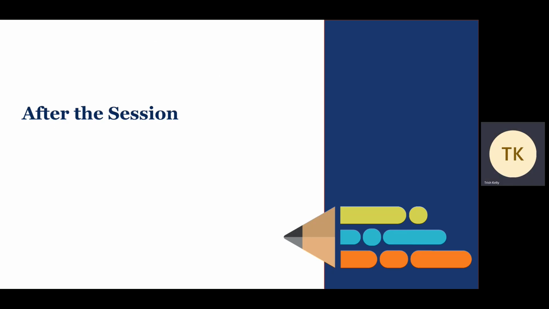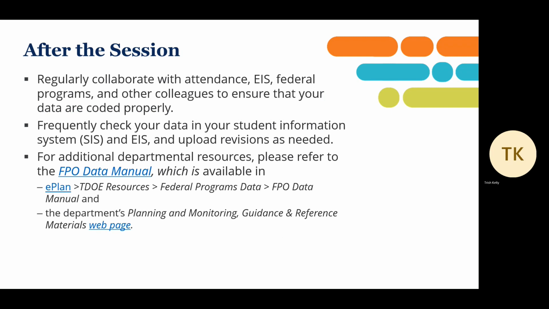We'll conclude with a few suggestions for after the session. First, it's important to regularly collaborate with your colleagues in attendance, technology, federal programs, and other teams to ensure that your data are coded properly. Frequently check your data in your student information system and in EIS and upload revisions as needed. Sometimes you're going to find that the data are complete in your SIS, but not in EIS. So it's important to check your data regularly and upload revisions as needed.